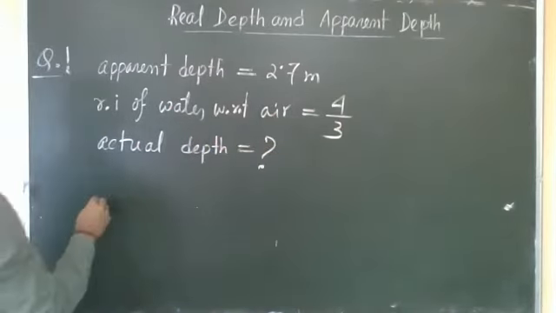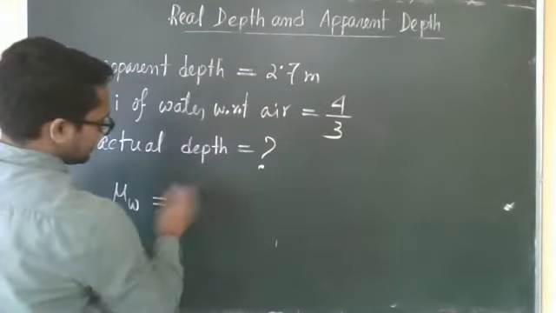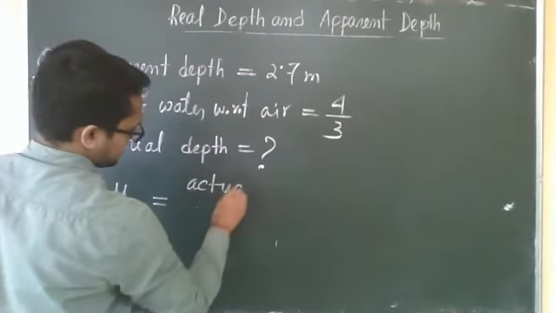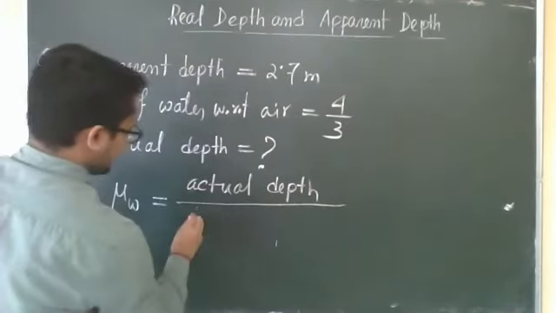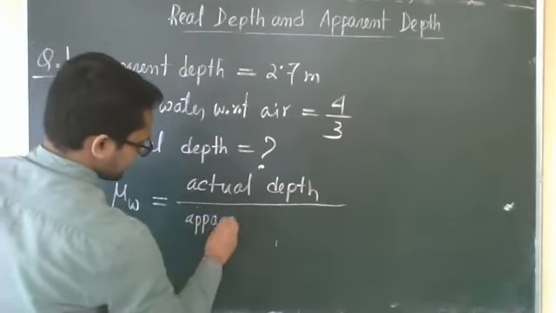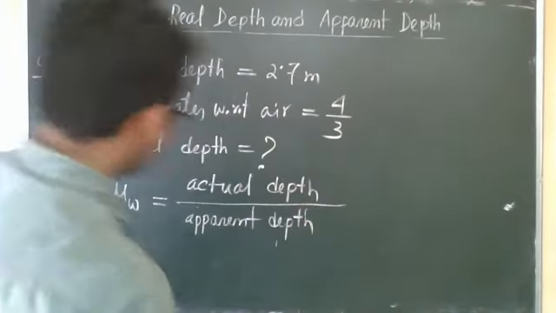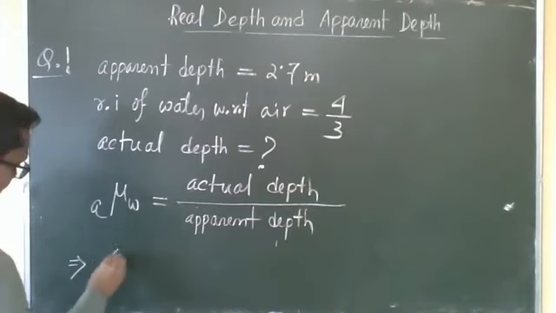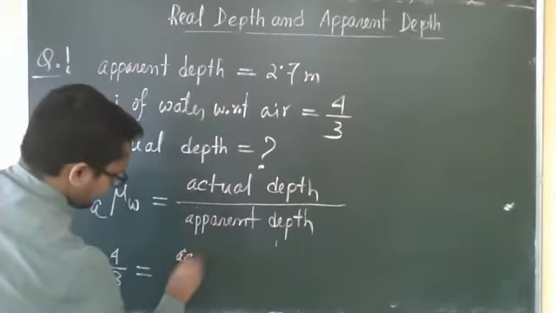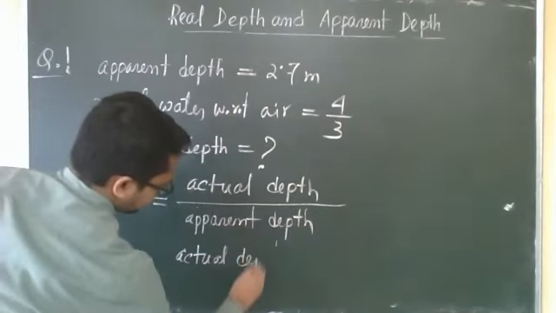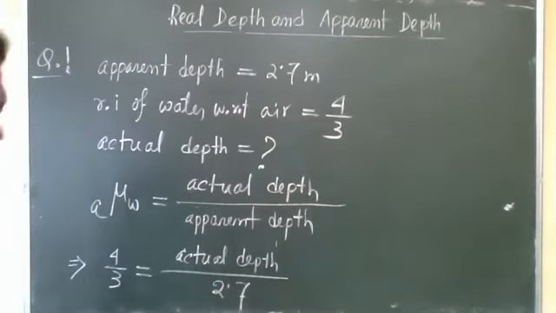So we know mu of water with respect to air equals real depth, or here actual depth, by apparent depth. This is the language given in the book. Put the values. This is 4 by 3. Actual depth by 2.7.